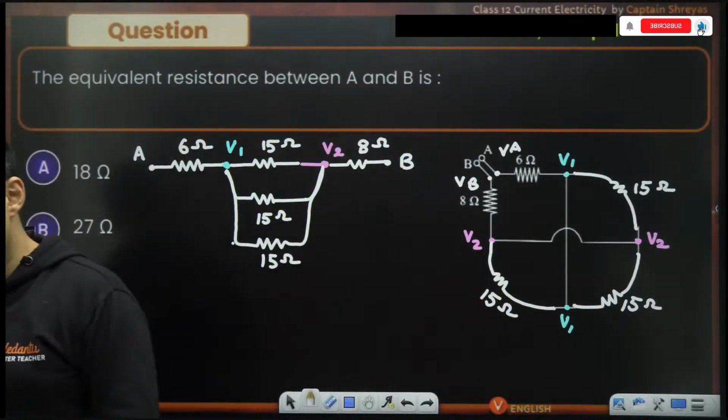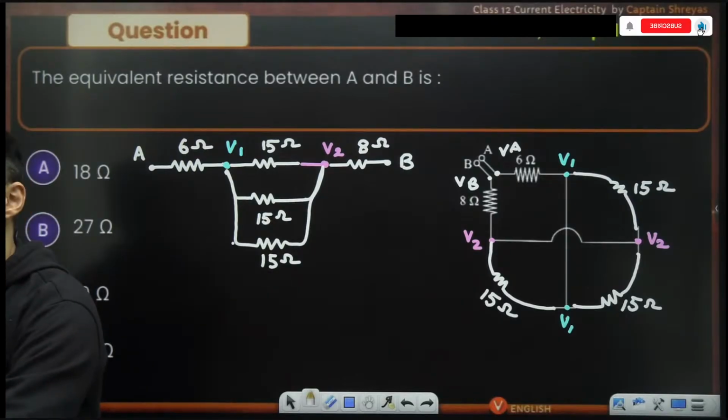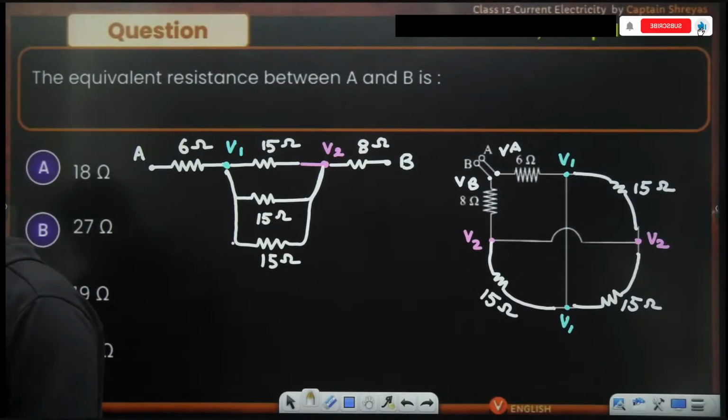Yeah. Now is it clear, everyone? Absolutely clear? Yeah, perfect. Yeah, just have to do it.